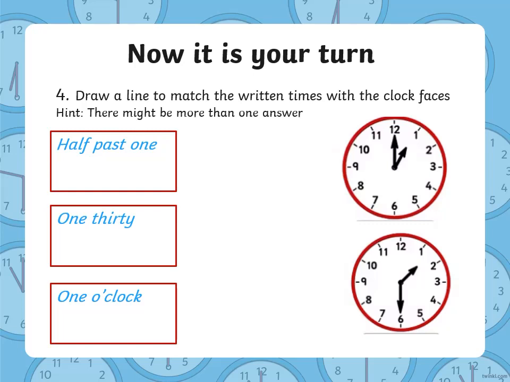Now, number 4, draw a line to match the written times with the clock faces. Hint, there might be more than one answer. So we've only got 2 clocks here, but we've got 3 times. So our times say 1:30, 1:30, and 1 o'clock. So have a look at those clocks and see if you can match the times. You can draw a line to the correct clock.